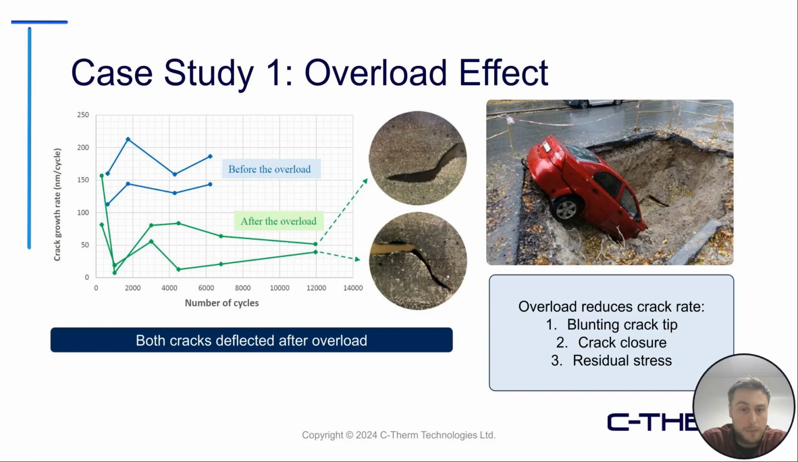The group also again shared the pictures here, and we can see that both the cracks deflected after the overload. And with this overload, there's a couple mechanisms at work here. I'm sure there's members in the audience here that know a lot more than I do, but essentially there's a couple mechanisms that could be at play. It could be blunting of the crack tip, crack closure, or this large compressive or overload stress is causing a large amount of residual stress in the material, which is reducing the crack growth rate.